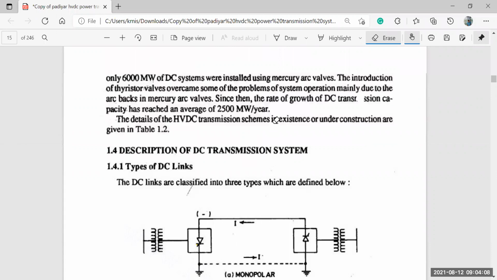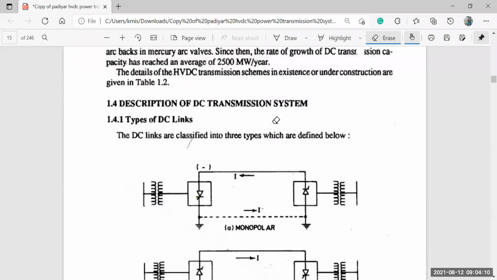What you have to study is what HVDC is, the transmission lines, and the comparison between your AC and DC lines. Then the advantages and disadvantages, and a description of the types: why it is called monopolar, why bipolar, and what the homopolar connection is, and how each type has been considered.